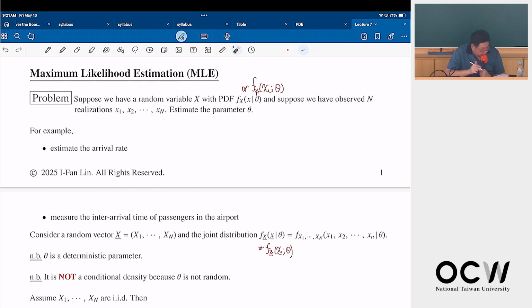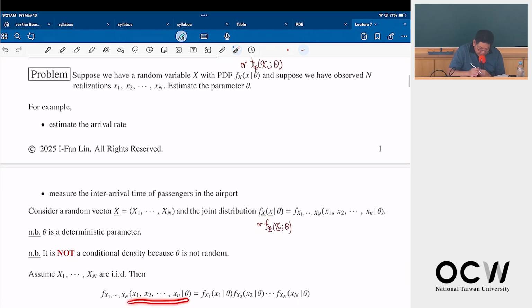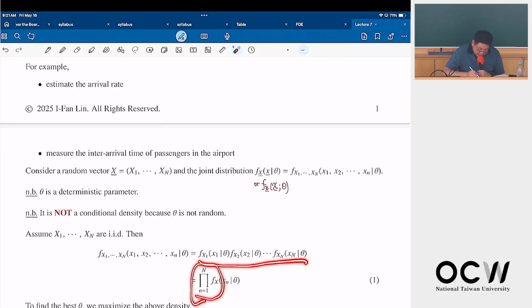And if they are IID, then what is their joint distribution? For their joint distribution, we can separate it into a multiplication of each PDF. And here again, this is not the conditional PDF. Theta is just a parameter, so you can put a semicolon. Overall, it is a multiplication. And since this is IID, later on you can just choose either one because they are identical.